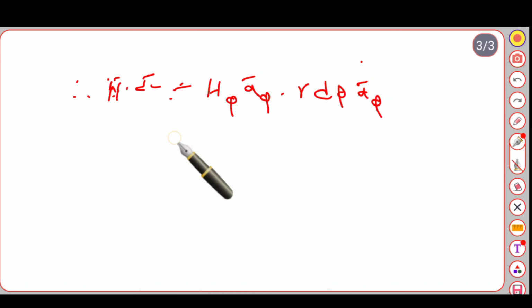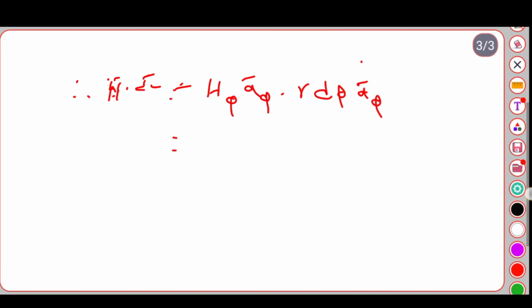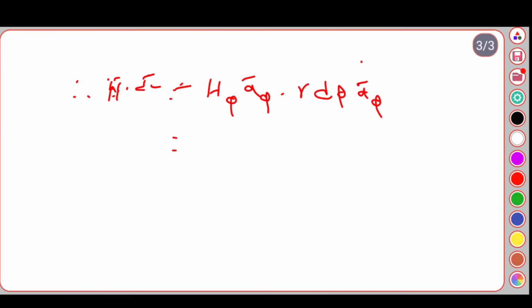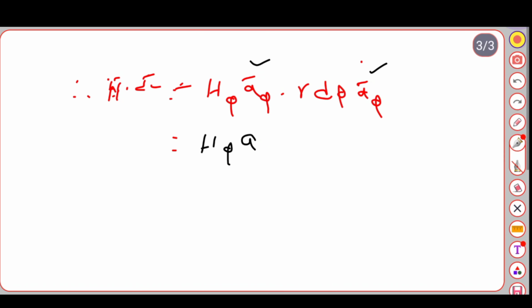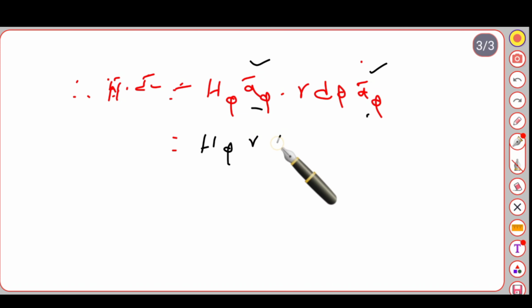Now a phi dot a phi becomes 1, since the dot product of a phi and a phi is 1. Hence H phi a phi dot a phi is 1, and we can write H dot dl as H phi r d phi.